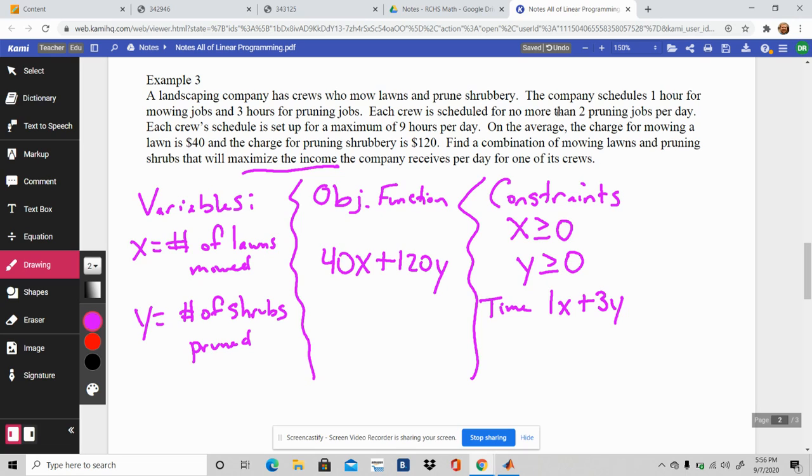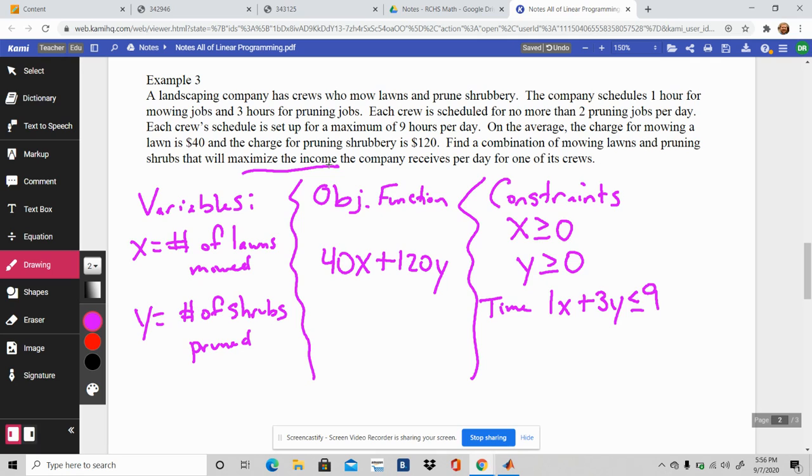This number right here tells us how many pruning jobs they can do. It's not dealing with hours, so I'm going to continue on. And here it says each crew's schedule is set up for a maximum of 9 hours per day. So that's going to go into the time constraint. They have a maximum, so that means they could work less than 9 hours or equal to 9 hours.